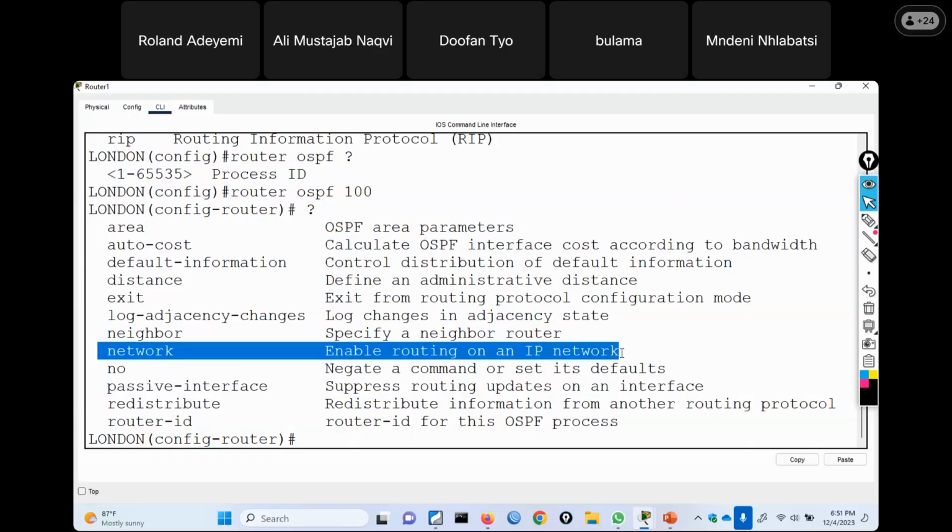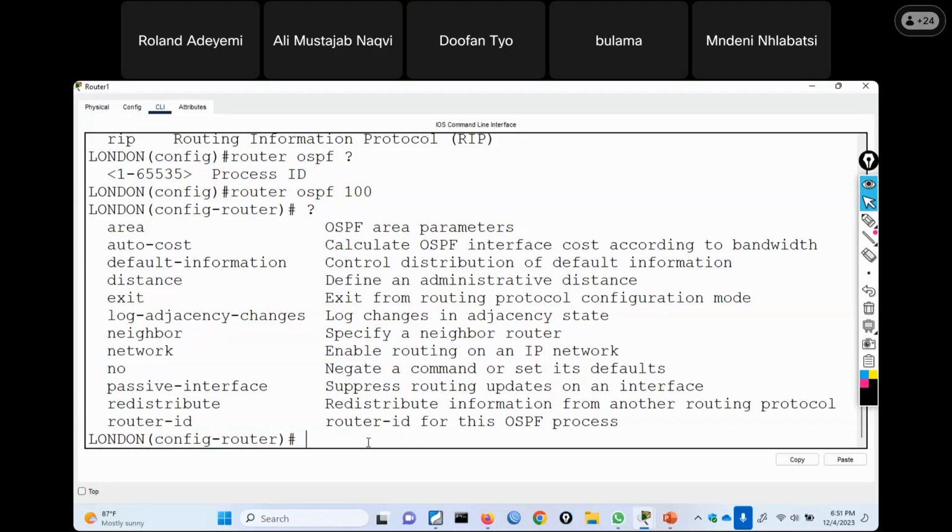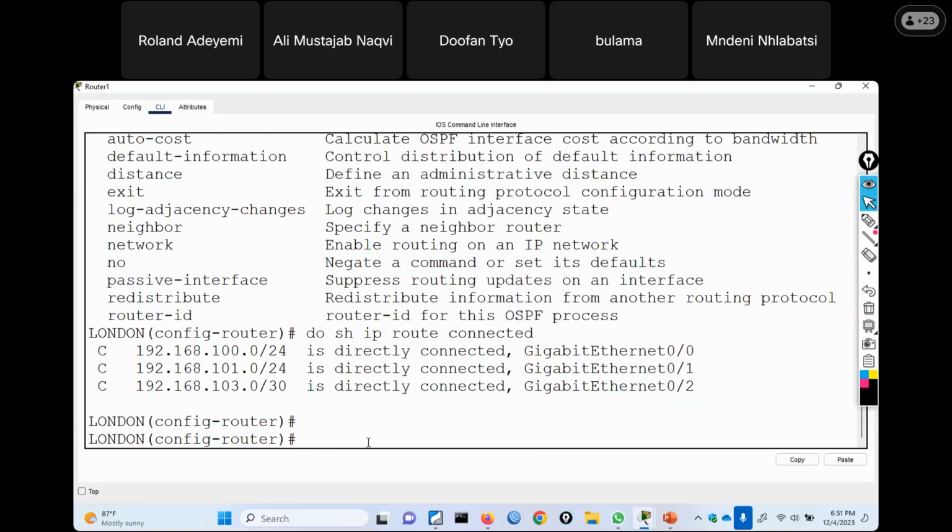The network command. What do we want to do with the network command? We want to use it to advertise the directly connected networks. So back to my command, do show IP route connected. I've told you why I use do. Anytime you are not at privilege mode and you want to use a show command, you add do to it. So I'll say do show IP route, and I'll hit enter. Why did I do that?